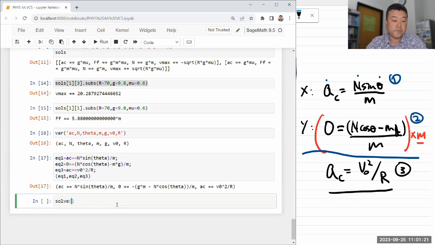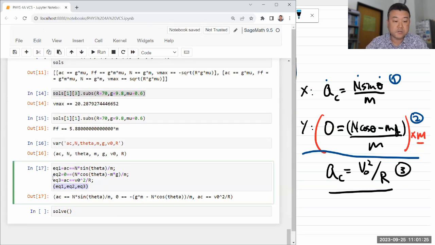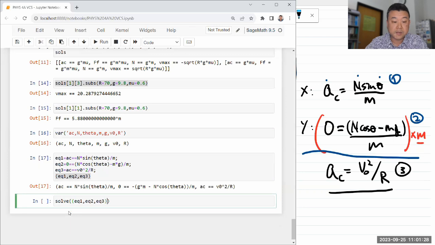Okay, let me use the solve function. If you are not sure of the syntax of the function, use the internal documentation that you can access with help. And the three unknowns are the acceleration, normal force, and theta. And let me put theta first so that it'll be the first element it gives me. And I'm gonna put this into a variable. Well, let's see how well it does.